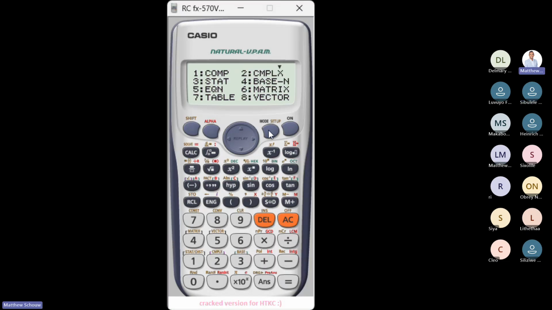Let me see if I remember how to do this. You go Mode, Table, number 7. And then you want to put in your respective functions. So that's going to be 4. Where's my exponential again? Shift here, and then we're going to put in x. You can put in alpha x, something like that. So there, now I've declared a function.